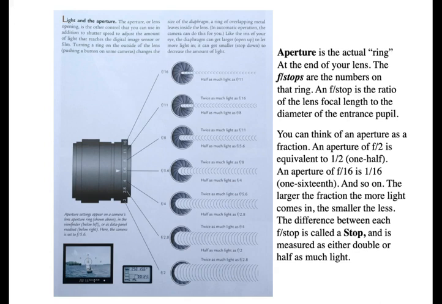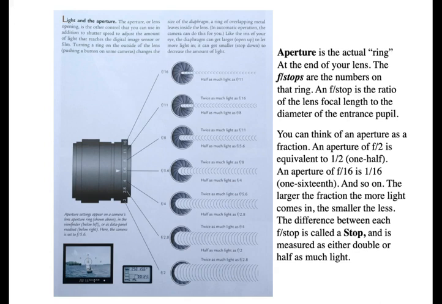So if I'm at f2.8, I'm wide open, I'm letting in lots of light. And if I stop down to f4, when I say stop down, I'm letting in less light. So when I go from 2.8 to f4, I'm actually letting in half as much light. And then when I go from f4 to f5.6, I'm stopping down again, and I'm letting in half as much light. And then continue that on, 5.6 to f8. F8 is half as much light as 5.6.